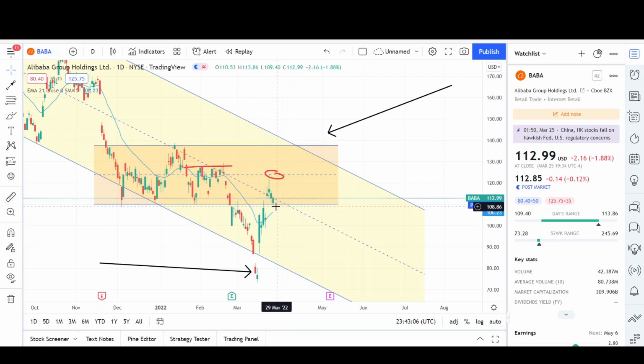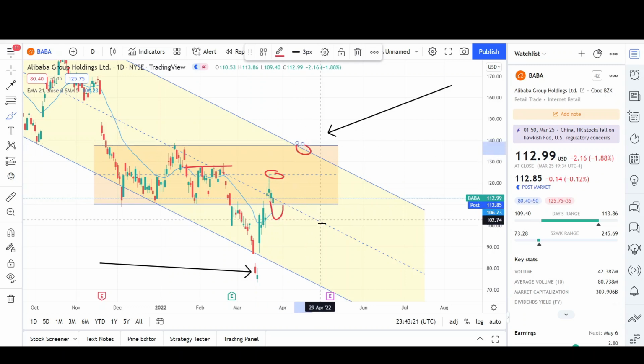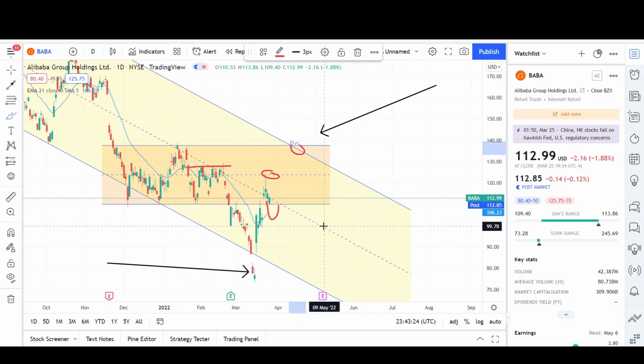If it doesn't, then I'll give you guys an update on Friday. I usually give an Alibaba update every Friday. So if something drastically changes, I'll give you guys an update. But as of right now, it looks like we're still heading to that 138 level. So that's what it looks like on the daily chart.